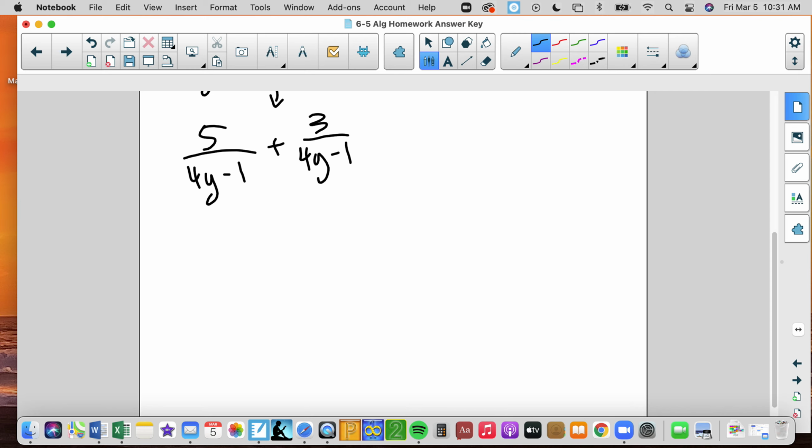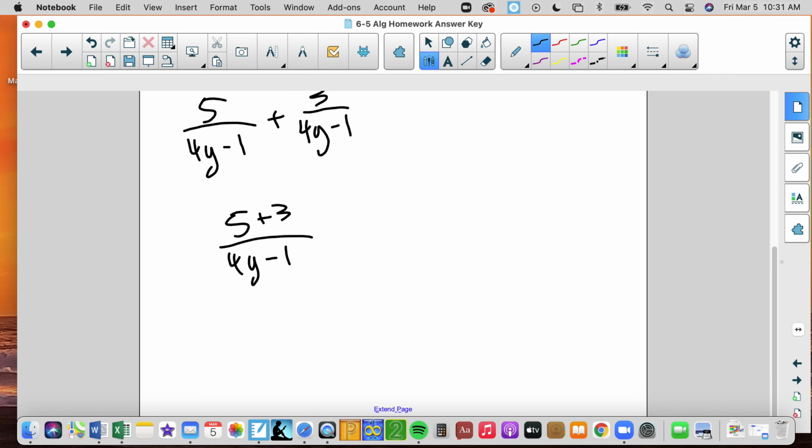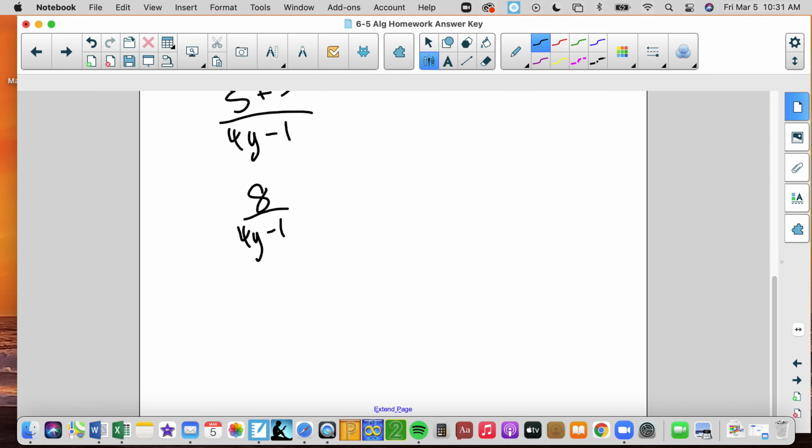So we have like denominators. We can put the numerators together in the numerator. It's a little redundant. 5 plus 3 is 8 over 4y minus 1. I can't factor the denominator. That binomial cannot be factored. And I cannot cancel the 8 and the 4 because the 4y is being subtracted. So that is actually my answer.